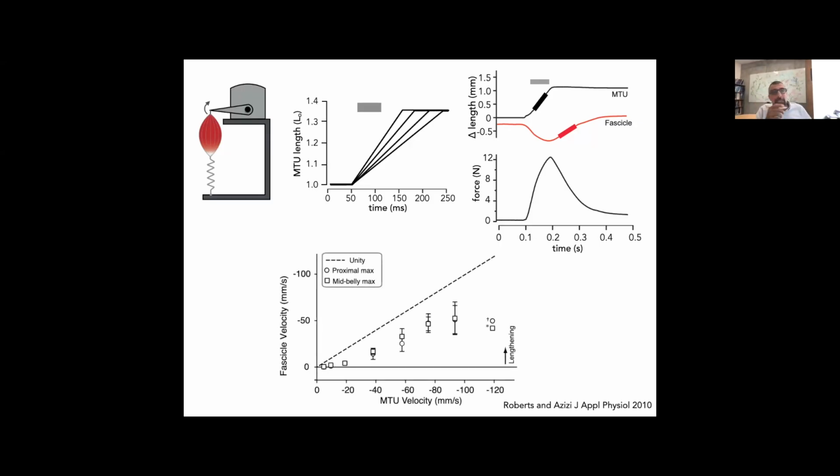Here's a summary of that data, and this was work I did with Tom Roberts when I was a postdoc. We have fascicle velocity, and if the fascicle velocity was the same as the MTU stretch we're applying to it, so let's say there's no tendon in place, you would simply follow that dotted line, right? However, the fact that the tendon is slowing down the rate of stretch that's applied to our muscle fiber means that we're getting lower stretch velocities applied to our fascicle, even as our rates of stretch start to get higher.